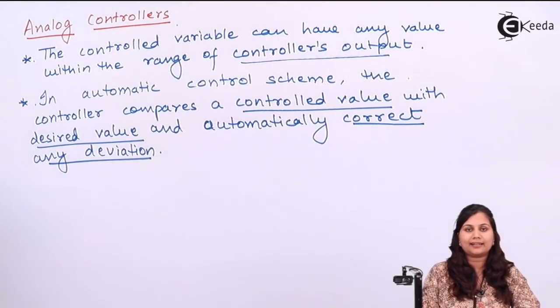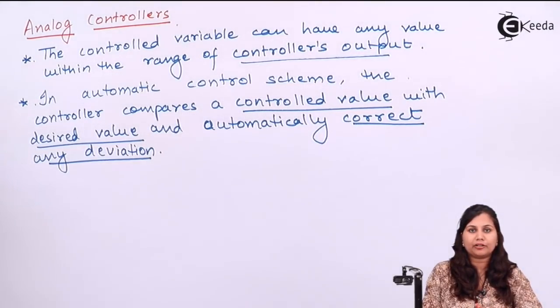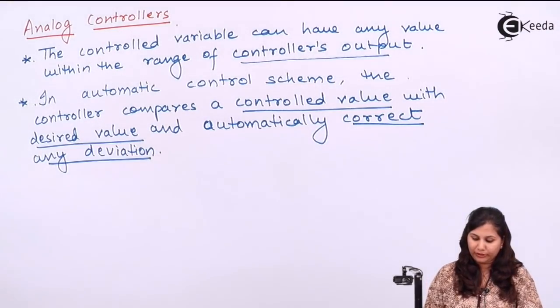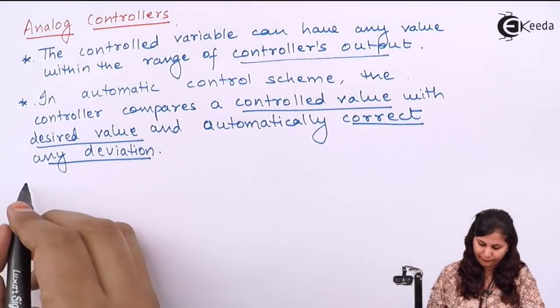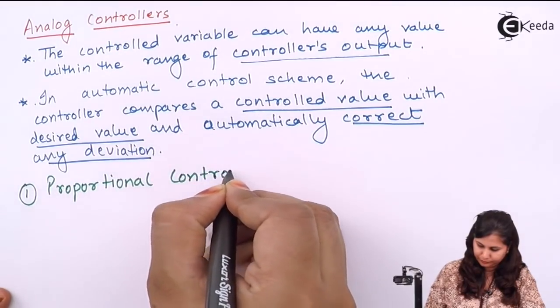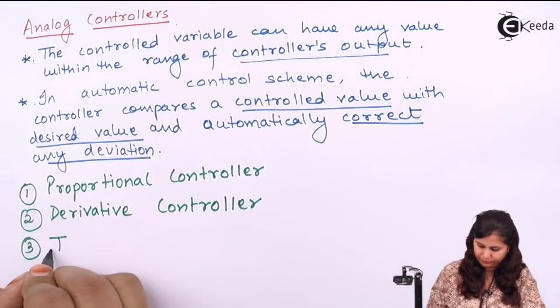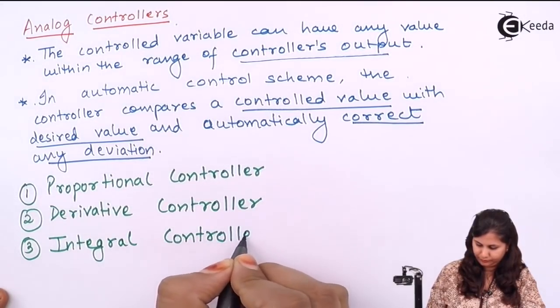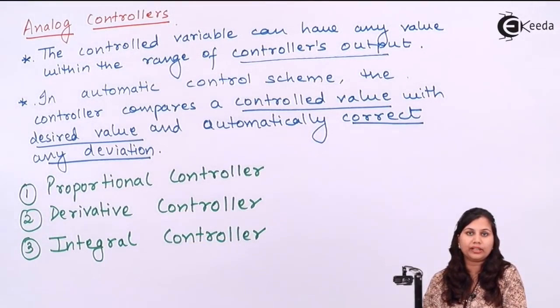Now by the name you can understand that in the proportional controller, the function which is used has proportionality. The derivative controller will have a derivative function, and the integral controller will have an integration function. So depending upon the function used to correct this deviation, there are three types of controllers: first is proportional, and third is the integral controller.